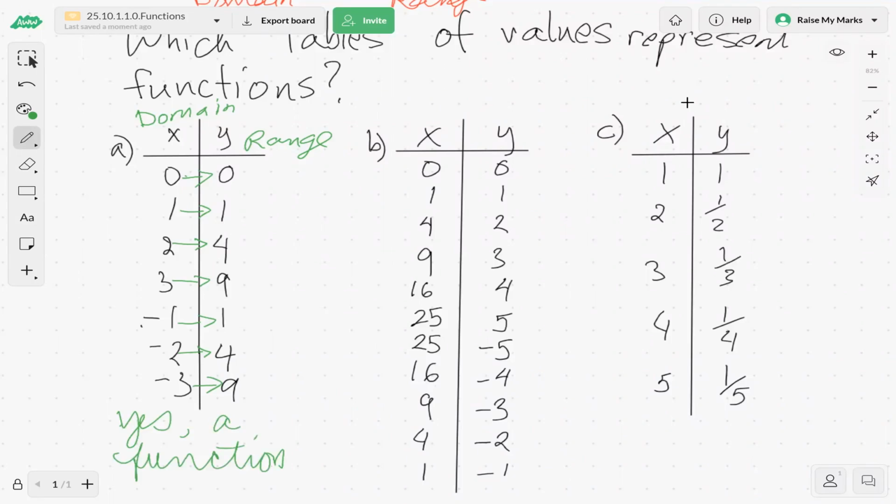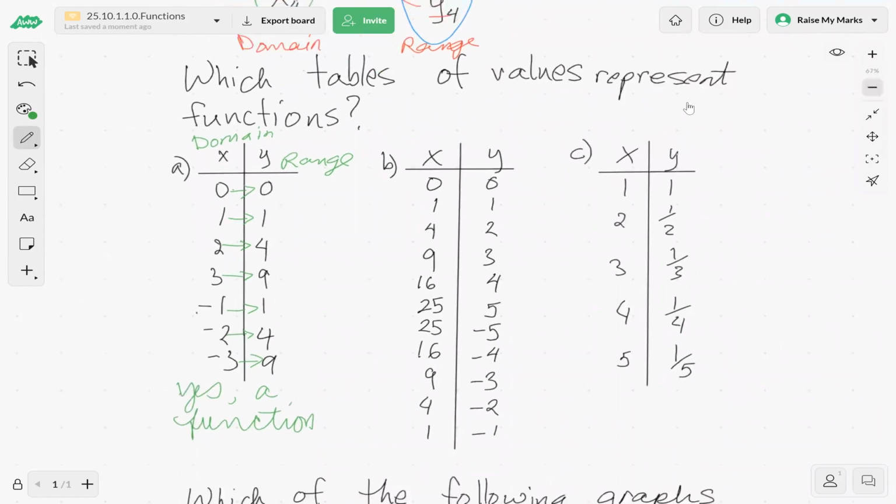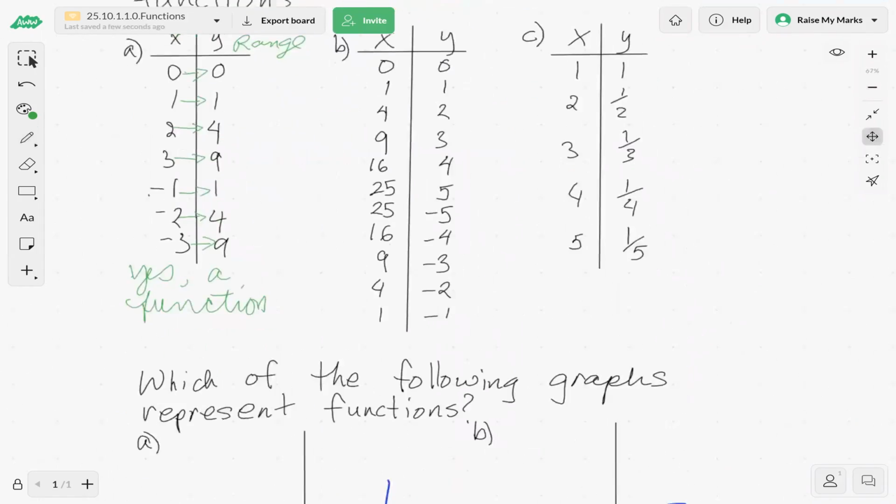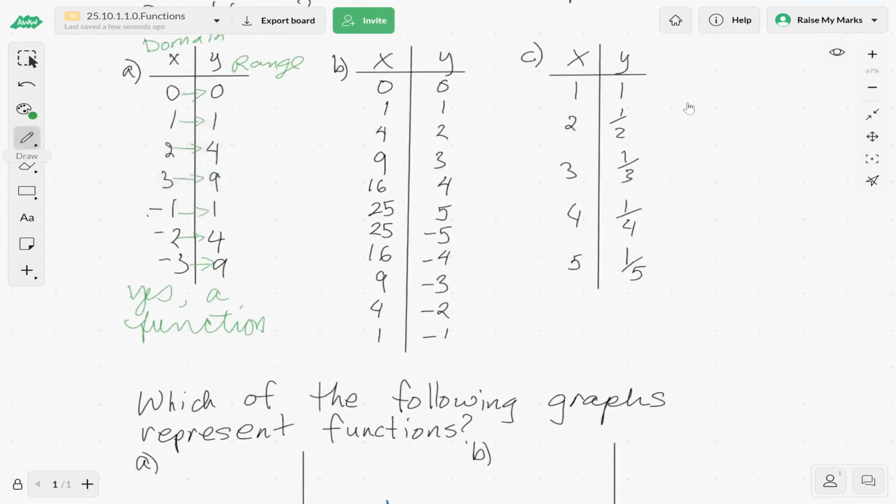Okay, all right, let's make this a bit smaller so we can see everything. All right, second table. We have our domain, we'll just put a D above it, and our range, so our X values and our Y. So let's have a look.